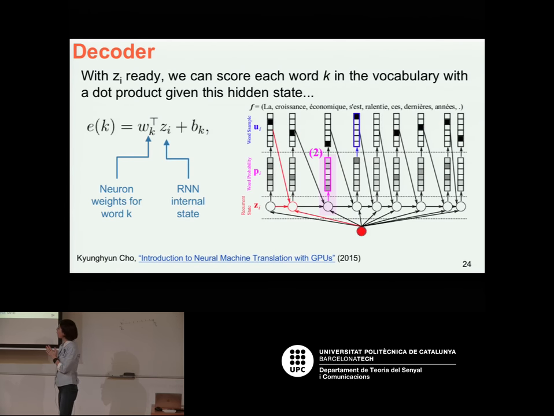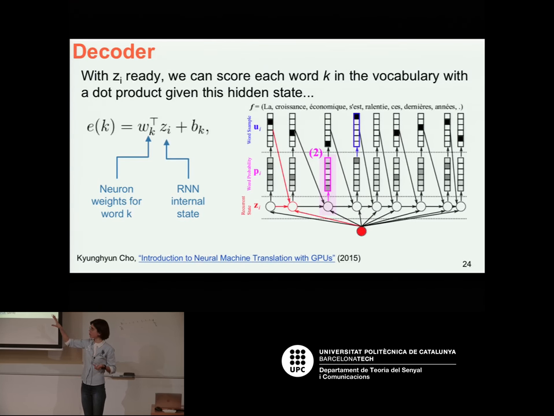The score for the word that we are going to put as most probable depends on this dot product. If we do not look at the bias, the idea is that the dot product is a way of computing similarity. So if the word I'm using at that moment and the internal state of the decoder are similar, the more similar they are, the higher the dot product is, and the more probable it is going to be that word.